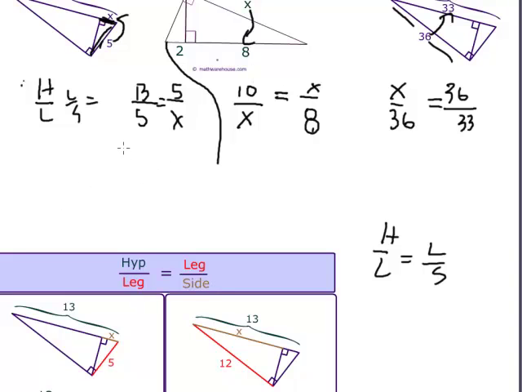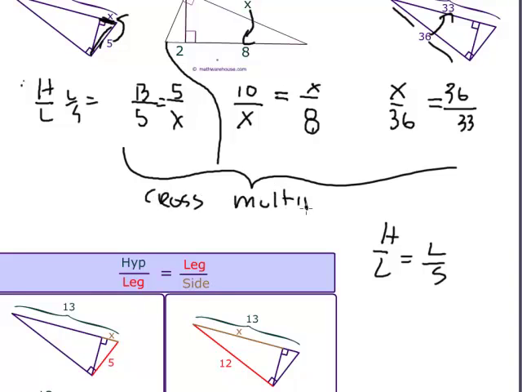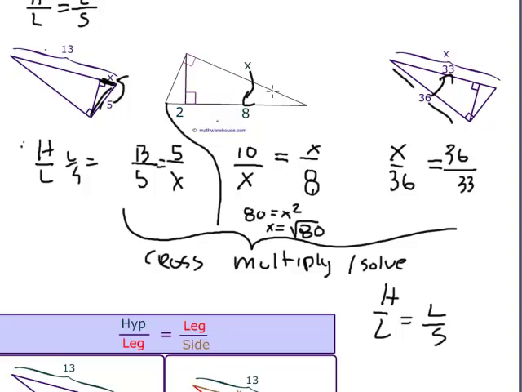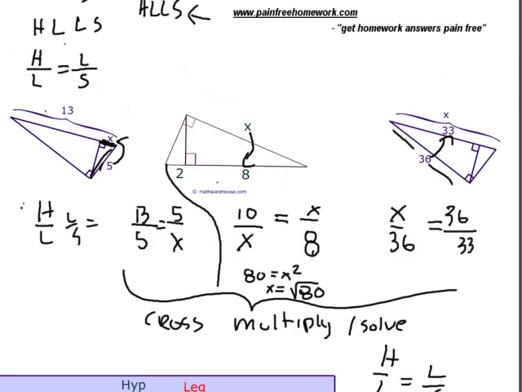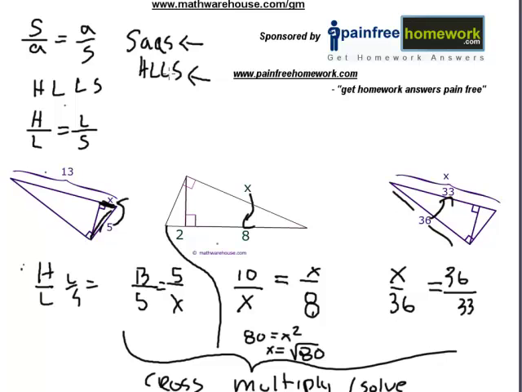You simply, for all of these, cross multiply and solve. Maybe we'll do one together. We'll just say 80 equals x squared, and x equals the square root of 80, which you can simplify if you want. I'm mainly interested in helping you solve these similar triangle problems, and the new thing for people learning this is how to set up these proportions. So it's always either side, altitude, altitude, side, or hypotenuse, leg, leg, side.